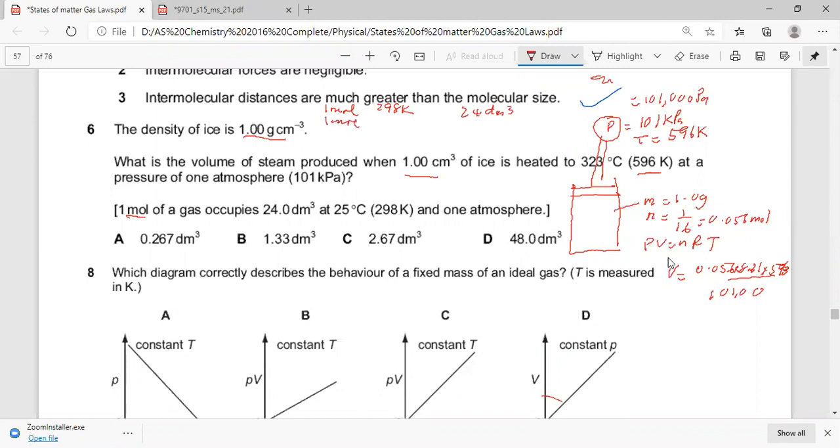Now you double the temperature: 2 times 298 is equal to 596. So an increase in temperature will of course double the volume, 48 dm³. So one mole at this temperature occupies this volume here. Therefore, 0.056 moles occupies this volume.